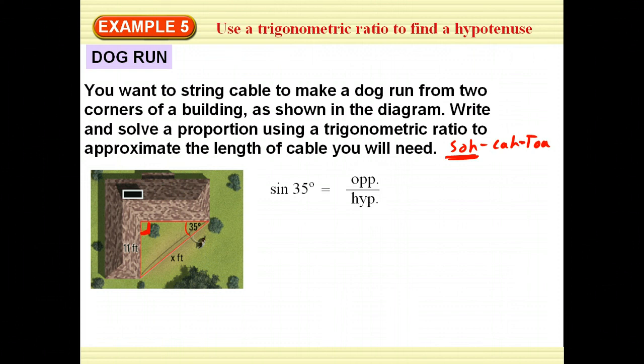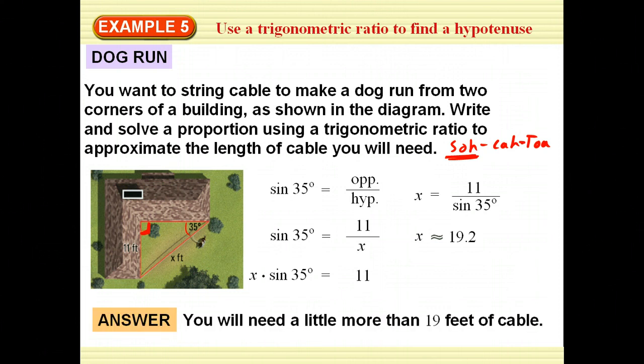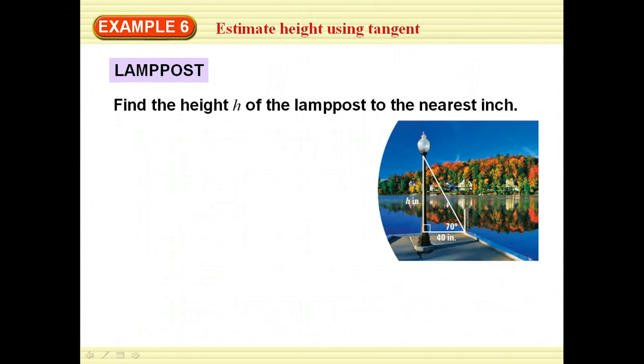So sine of 35 degrees would be equal to 11 over x, and once again, now it's just algebra. Multiply by x, divide by sine of 35 degrees, make sure your calculator's in the right mode, and punch it in. So x is approximately equal to 19.2 feet, so we need a little bit more than 19 feet of cable. Here's another problem. Lamp post.